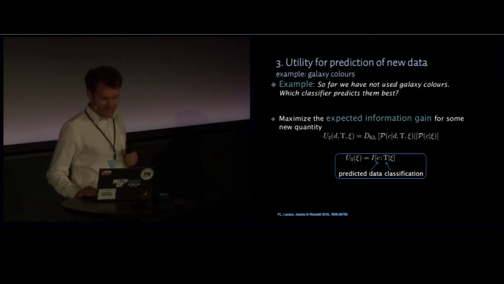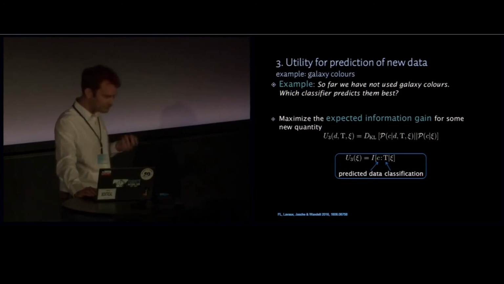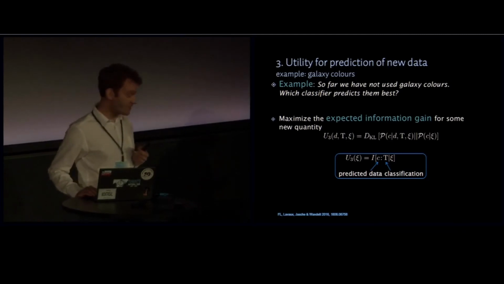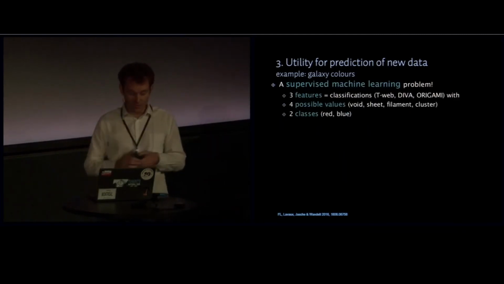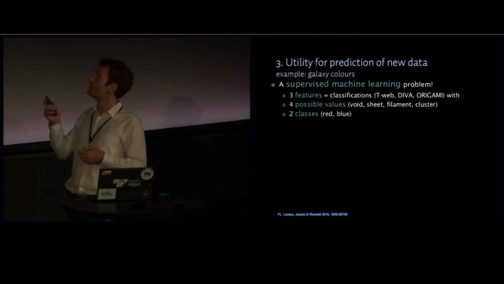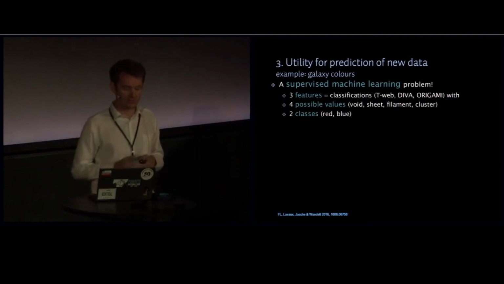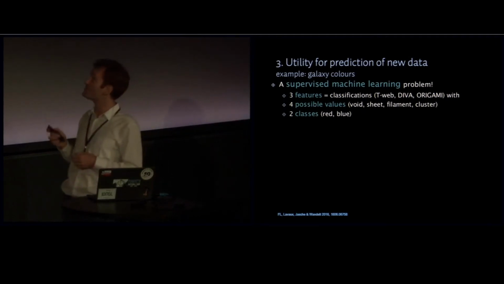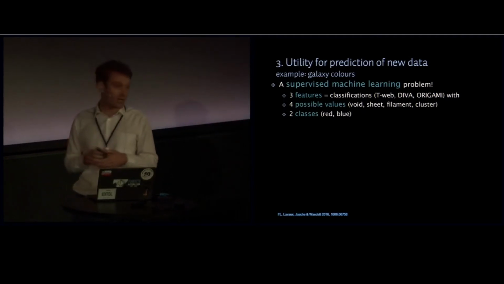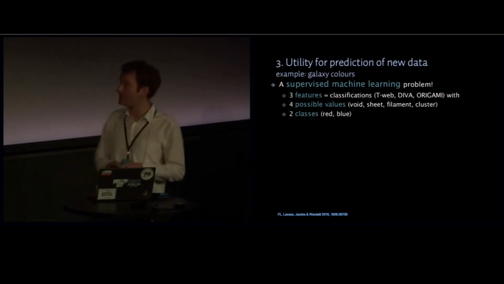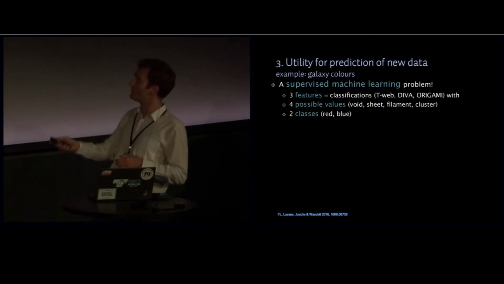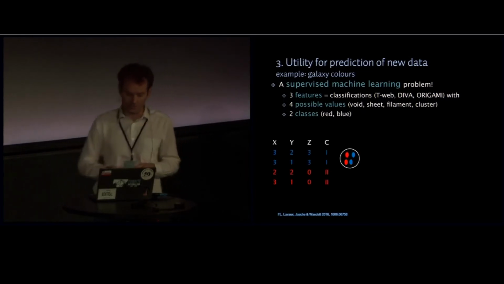So actually all of this can be recast in the language of supervised machine learning. It's a supervised machine learning problem. We have different features, they correspond to the different classifications. We have possible values for these different features. Here they correspond to the different structure types, and we are trying to learn a class label. So the full catalog looks like something like this. We have the different classifications, a value giving the structure in each of the entries here, and the class label that we are trying to learn.